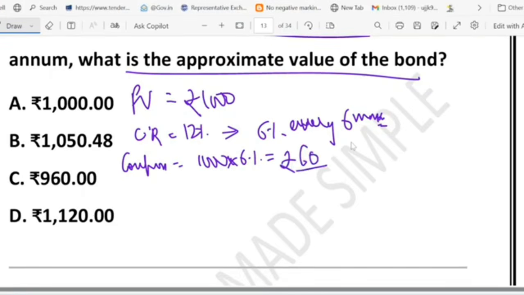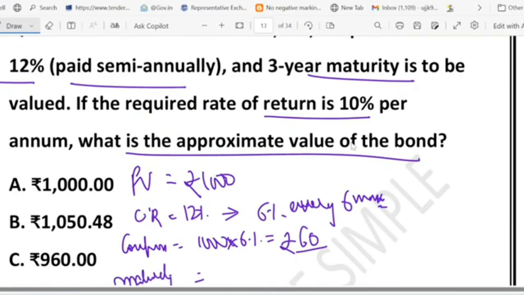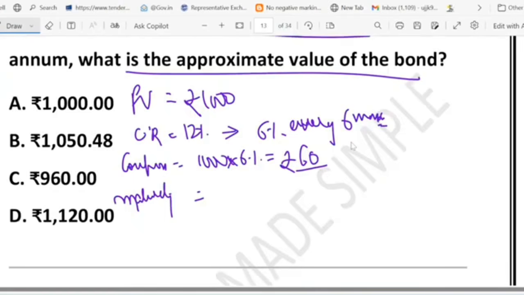Now what is the maturity? If you look at the maturity, I think it is 6 years, but it is 3 years, sorry. It is 3 years. How many periods are there? 3 multiplied by 2. So there are 6 periods.